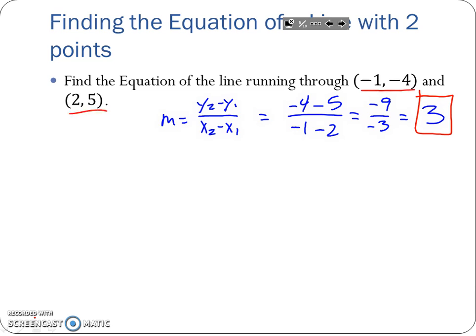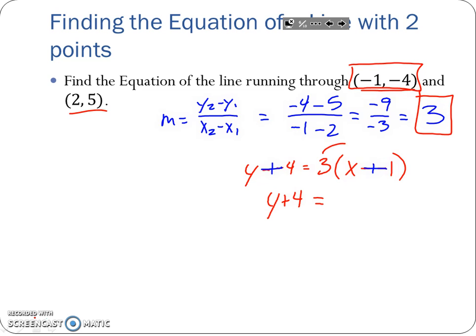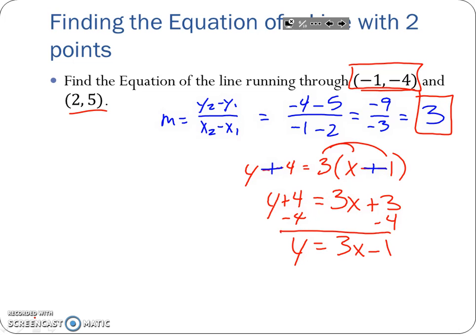So now that I know my slope, I can pick either one of these points. It does not matter which point you pick. You can pick either one of them. For this example, I'm just going to pick this one. I'm going to use my point-slope form now. So I will go y minus negative 4 equals 3 times x minus negative 1. Okay, twice this has happened here. 2 negatives make a positive. I end up with y plus 4 equals, let's distribute that 3. That's going to give me 3x plus 3. Then I need to subtract my 4, and I get y equals 3x minus 1.